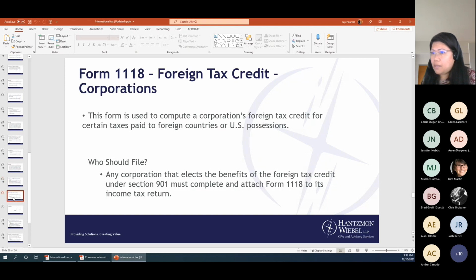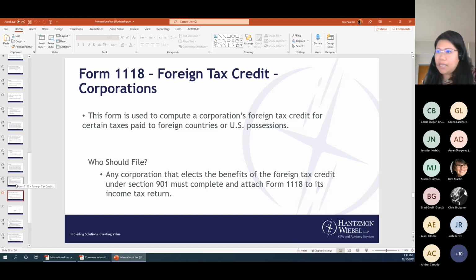All right. And so, similar form, but this one is for corporations, is the Form 1118. This form is used to compute a corporation's foreign tax credit for certain taxes paid to foreign countries or U.S. possessions. So any corporation that elects the benefits of the foreign tax credit under Section 901 must complete this 1118 form and attach it to its tax return.